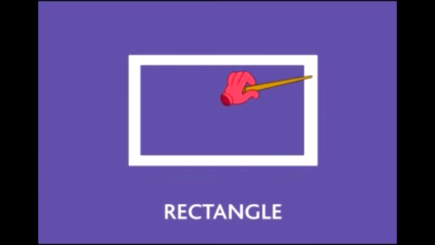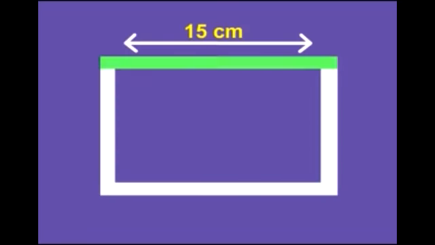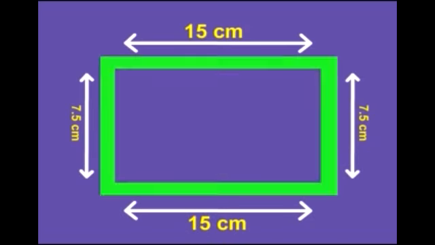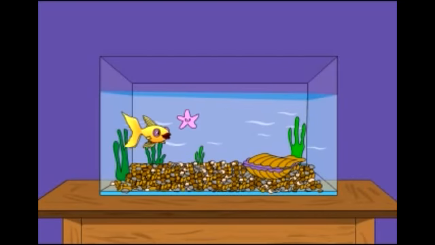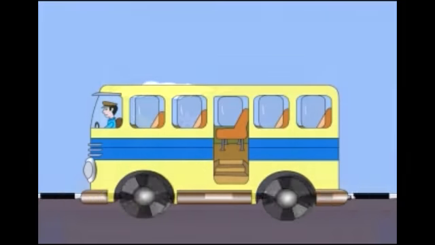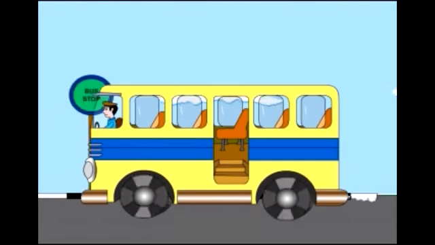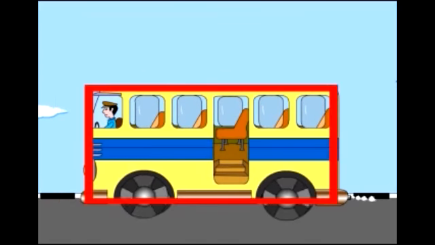If one side is 7.5 cm, the opposite side will also be 7.5 cm. But since all four sides in a rectangle are not equal, the other two sides would be different. In this case, the two sides are 15 cm. I hope you will remember how a rectangle looks like. Let us proceed and find out the things shaped rectangular. That fish tank is a perfect rectangle, but not the fish. And the bus too is shaped like a rectangle.